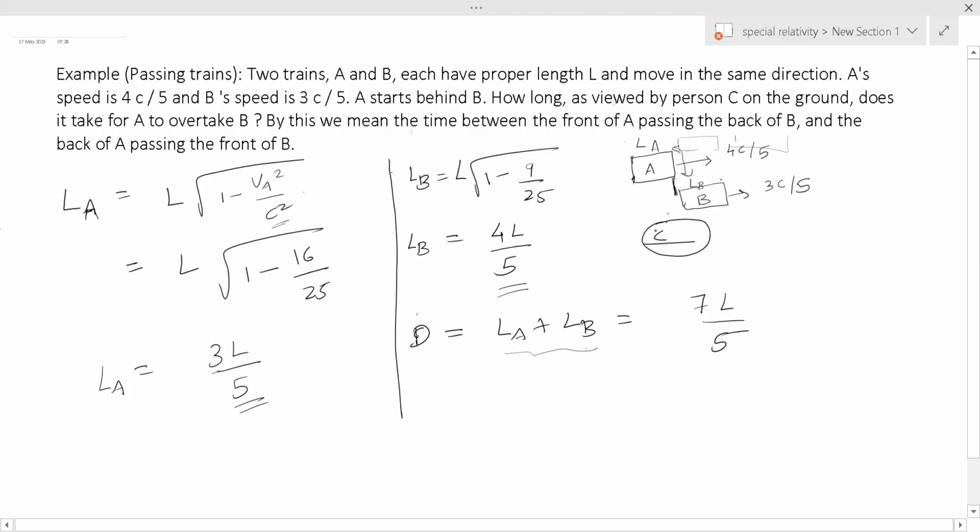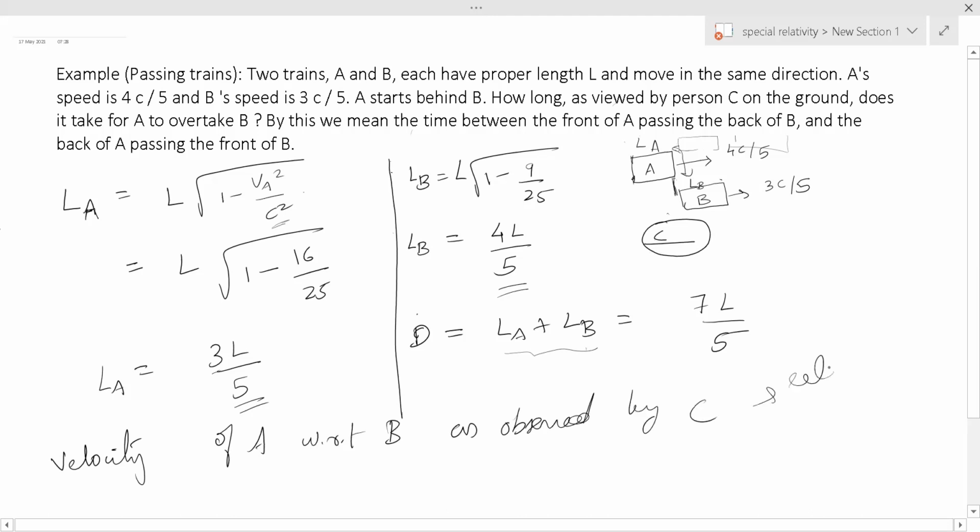So we also need one more piece of information. What's the velocity of A with respect to B as observed by C? This means the relative velocity. How fast do they move away with respect to C? Now, how do we calculate this? What's the relative velocity?